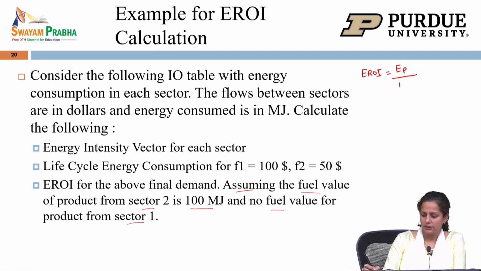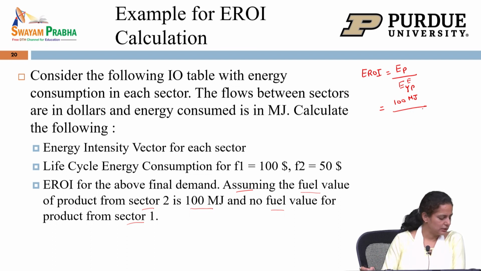or what we called as EP, which is the processing energy for the product. So, your EP is going to be 100 megajoules because we have assumed the fuel value from sector 2 and there is nothing from sector 1. Sector 2 is the chemical sector, so it makes sense that it is making a product that has some fuel value, and our processing energy is what we have calculated from life cycle energy consumption.